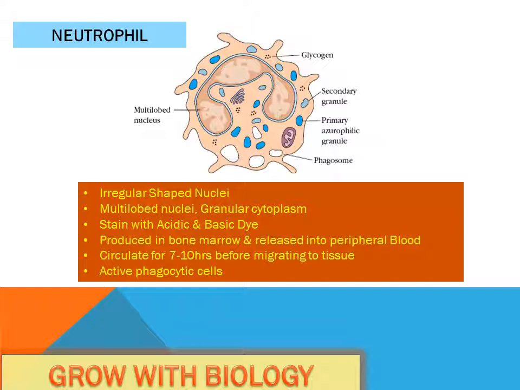Now it is produced in bone marrow and it is released into the peripheral blood, where it circulates for 7 to 10 hours and then migrates to tissues. It is an active phagocytic cell. So out of the 3 granulocytes, except basophils, eosinophil and neutrophils are phagocytic.